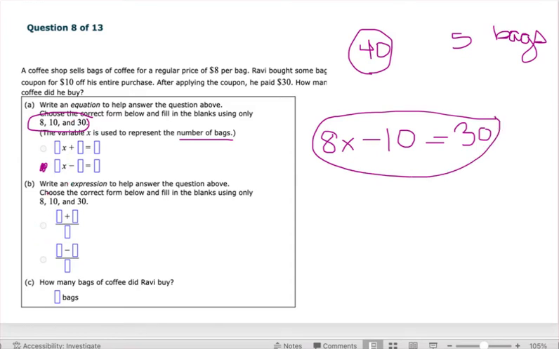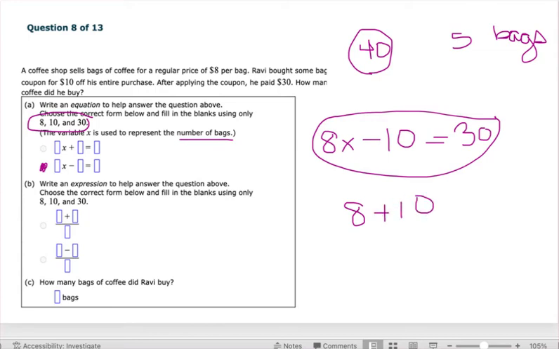Okay, write an expression to help answer the question above. Choose the correct form below and fill in the blanks using only 8, 10, and 30. Okay, so we're going to say 30 plus 10 is 40 divided by 8, and that's going to give us the number of bags of coffee.